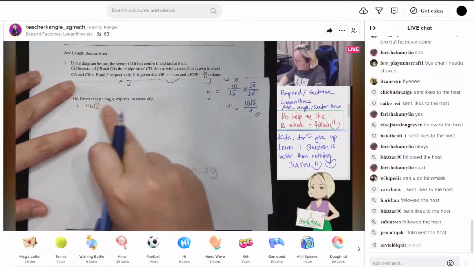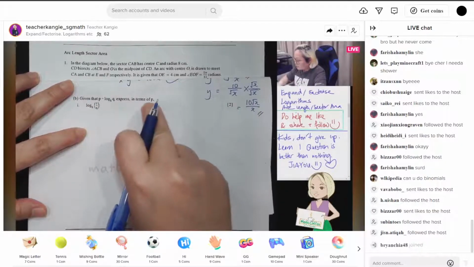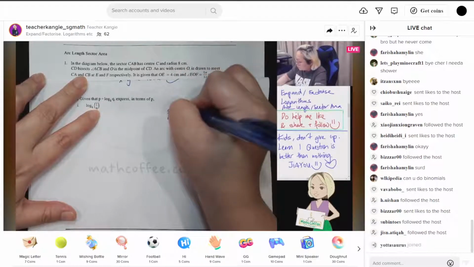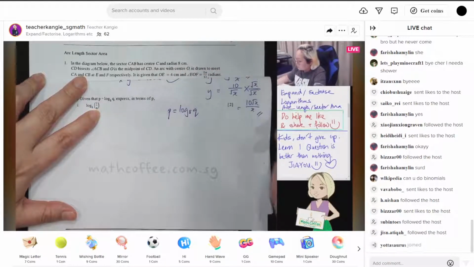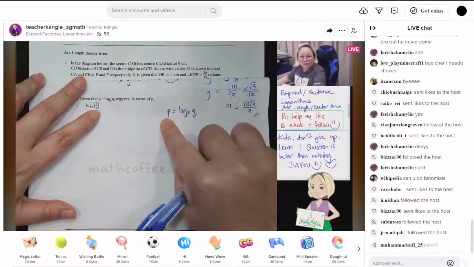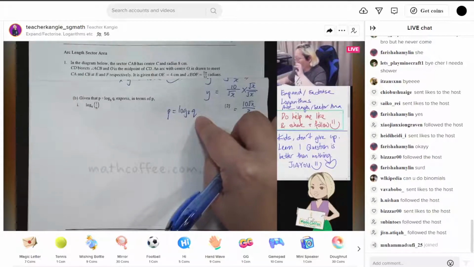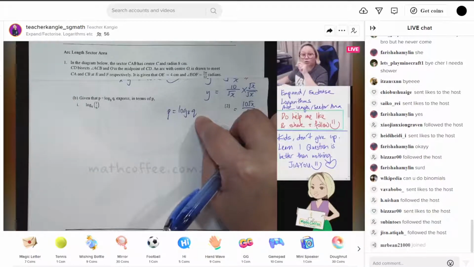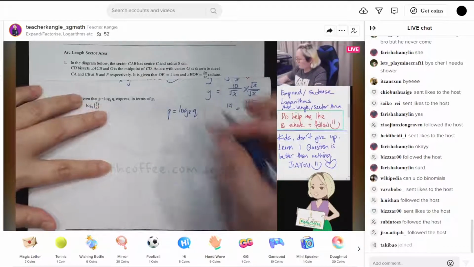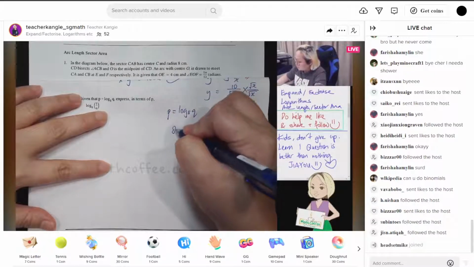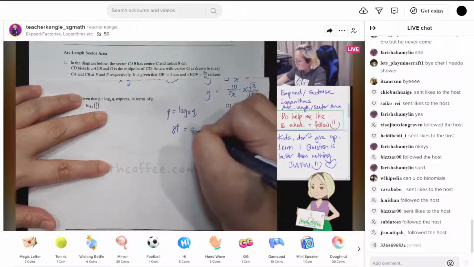Okay, given that P equals blah blah blah, expressed in terms of P. So you see over here, P equals log 8 Q. This is P subject, correct? You must also learn to put Q as a subject. So you need to know how to change it to index form. So 8 push up. It's actually 8 to the power of P equals Q.